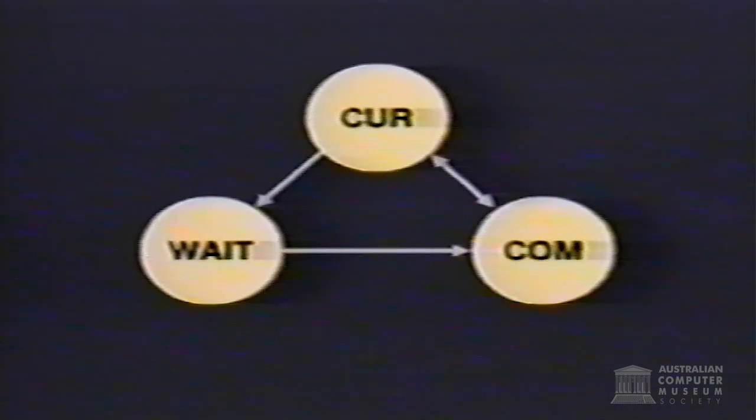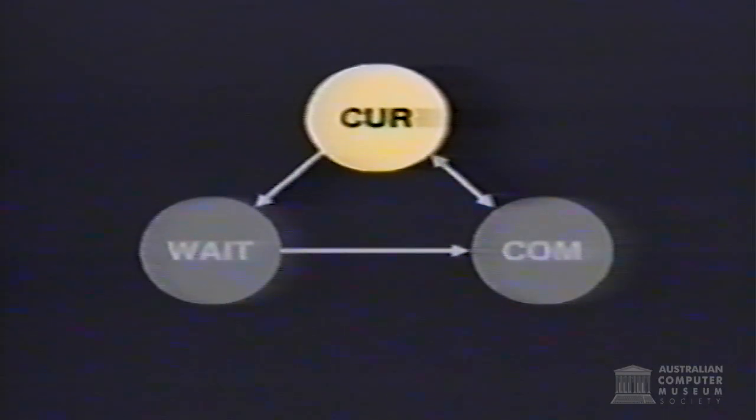A process may be in one of three states: current, wait, or computable. You should note that throughout the rest of this unit, we'll abbreviate the words current and computable as shown here. The current process is the one which is executing. It is in control of the CPU. In a single CPU system, there can only be one current process.